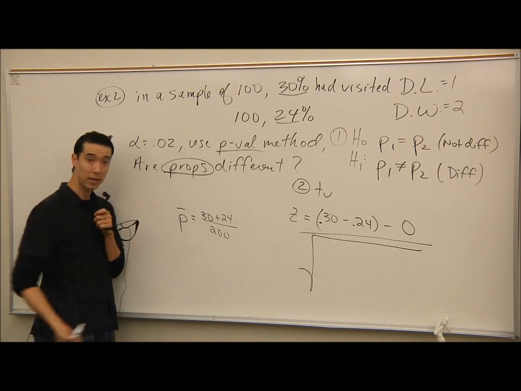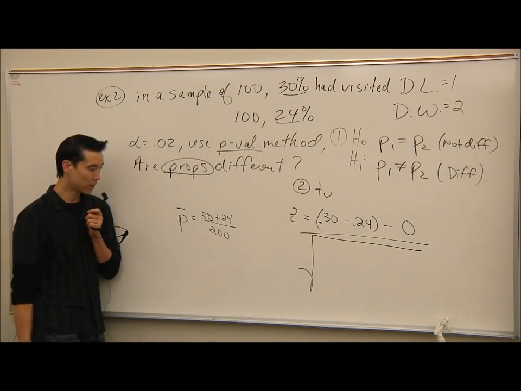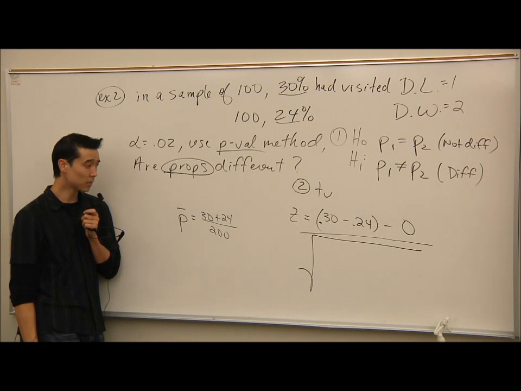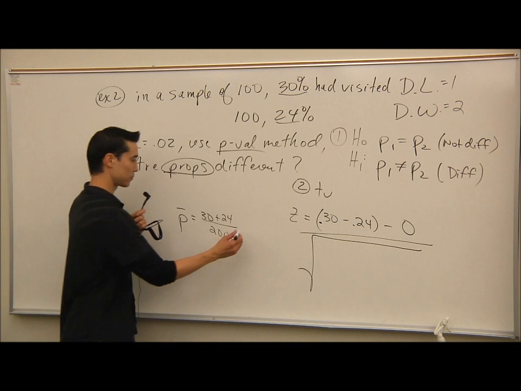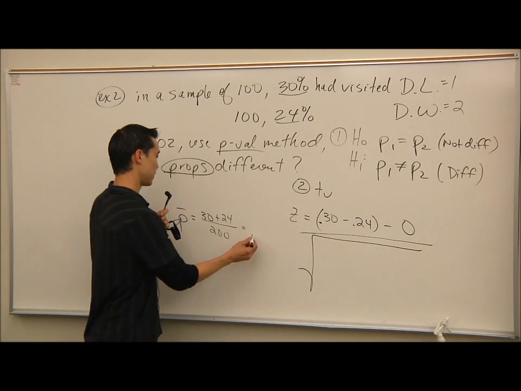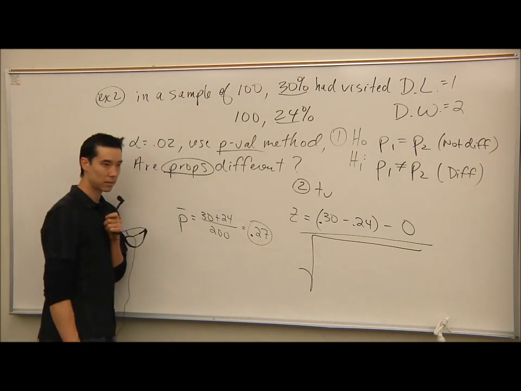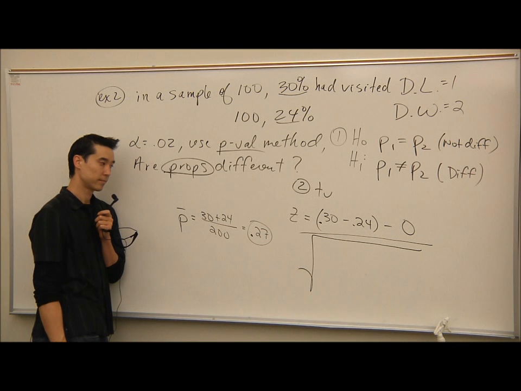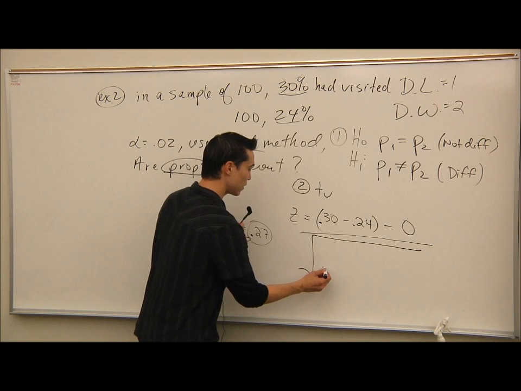Okay, so I want to calculate that. That's going to be my actual p-bar value. Okay? So if you want to, go ahead and plug that in your calculator. These numbers are pretty nice, so it should come out to be a pretty nice number. What does this come out to? I'm going to guess 0.27. Did you guys get that? Okay, so p-bar is 0.27.